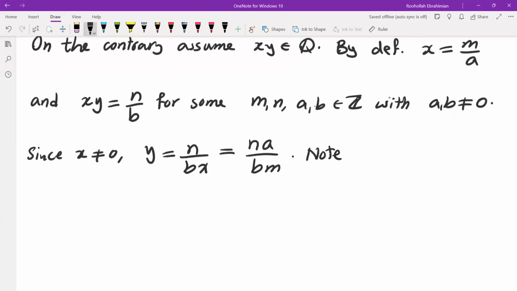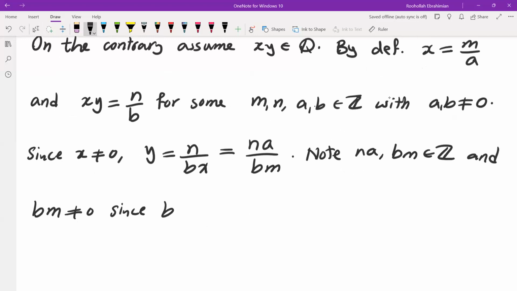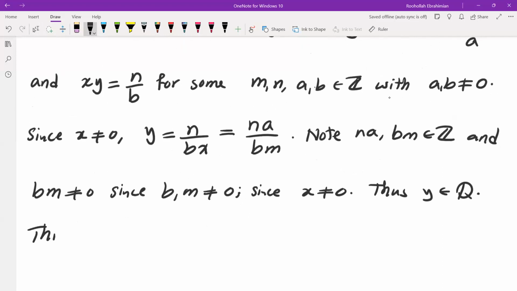Now note that the numerator and denominator, NA and BM, are integers, and BM is not zero, since B and M aren't zero. And this is since X isn't zero. Thus, Y would be rational. And this is a contradiction, because we assumed that Y is irrational.